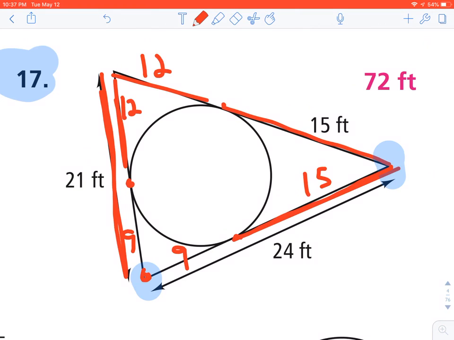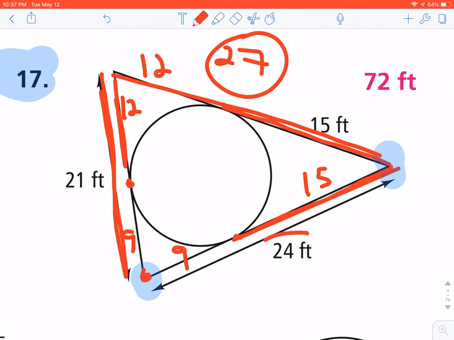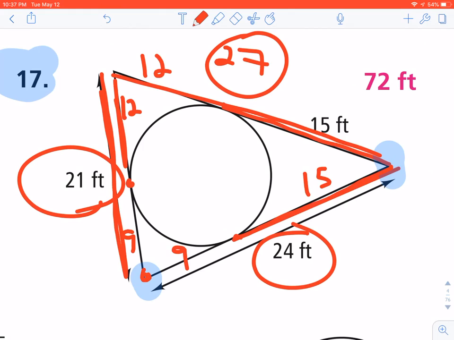Now I know this whole length is 27. So take your 27, take your 24, take your 21, add them all up, and it should give you your 72.